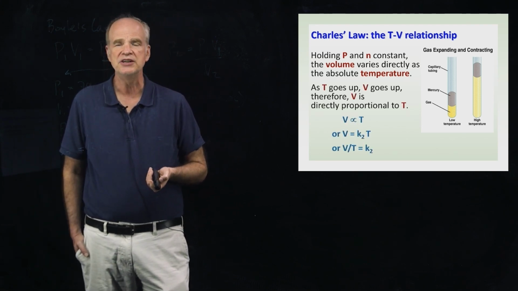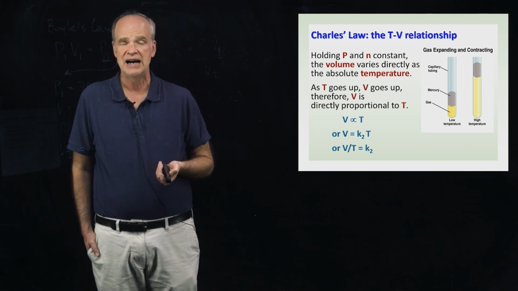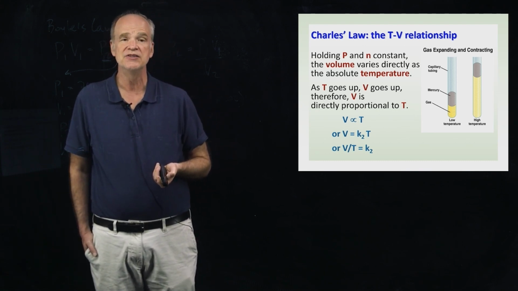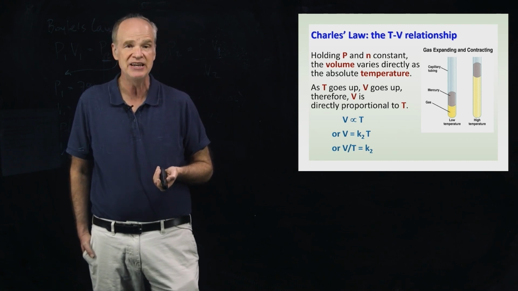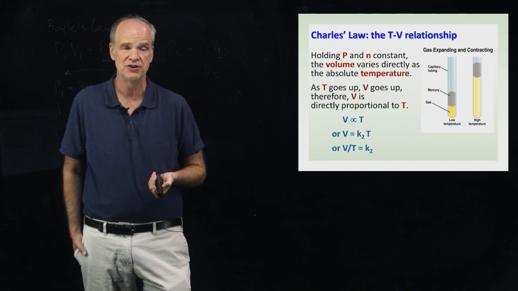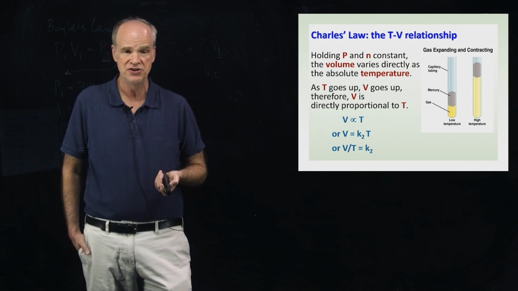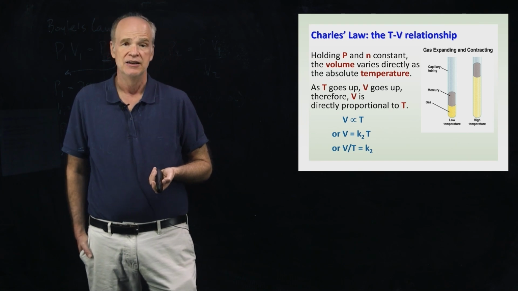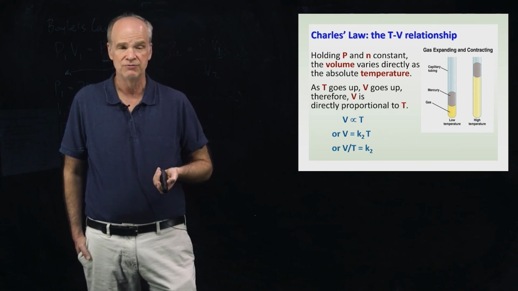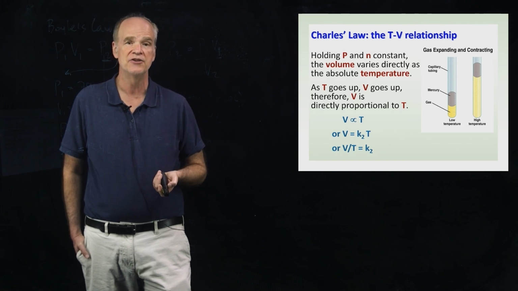What I think you can see is that if the volume of the gas increases, that must mean the temperature of the gas increases. If the volume of the gas decreases, then the temperature of the gas must decrease. Therefore, the qualitative relationship between volume and temperature of a gas is that they are directly related to one another. In other words, when one goes up, the other goes up.